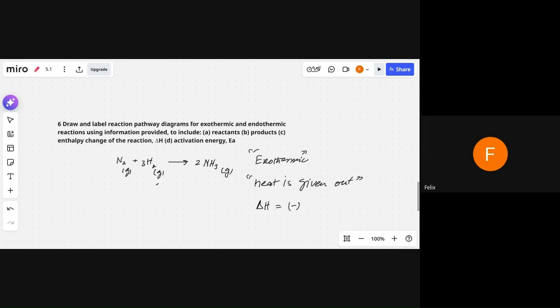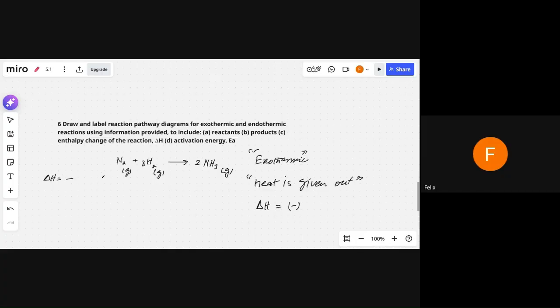And for endothermic reactions, they may use the word endothermic in the question, or they may use the phrase that heat is being absorbed, or if they give you the delta H value and it is positive, then that means that the reaction is endothermic, right? So this is what they try to figure out. They make sure that you understand this or not, right? This is what you will be assessed on. So now this reaction is exothermic, and delta H is negative.